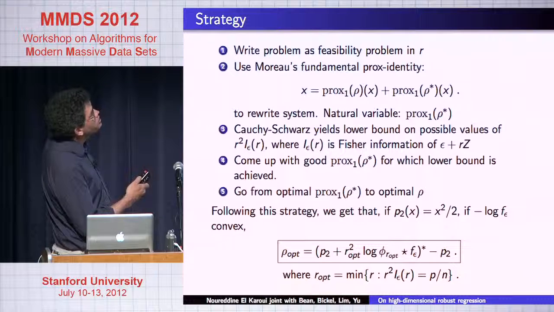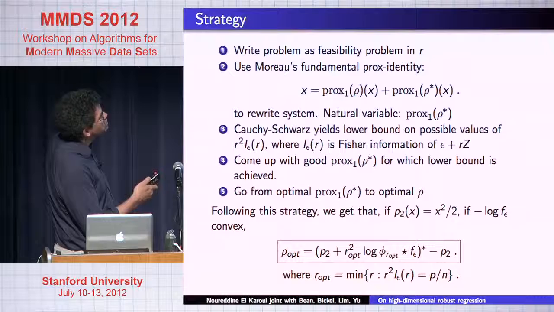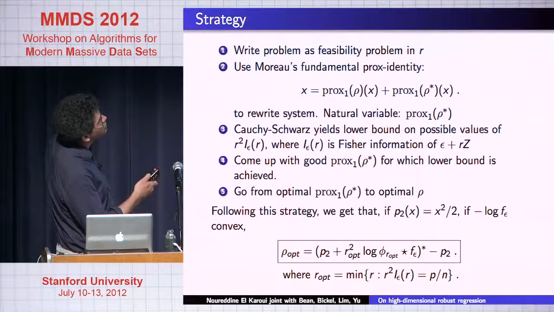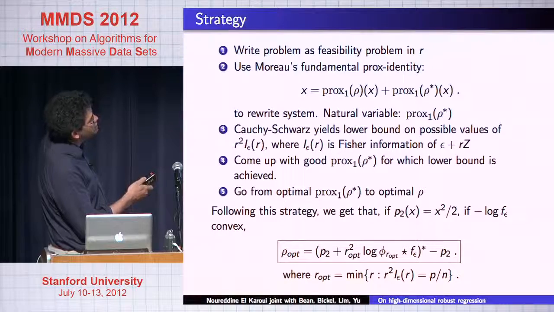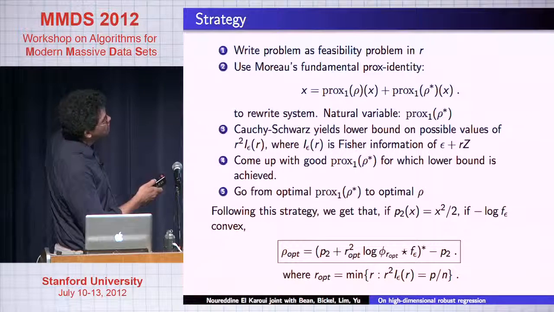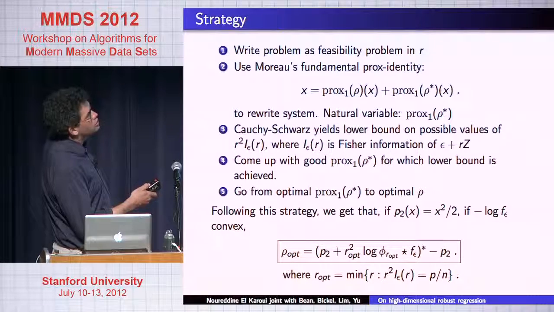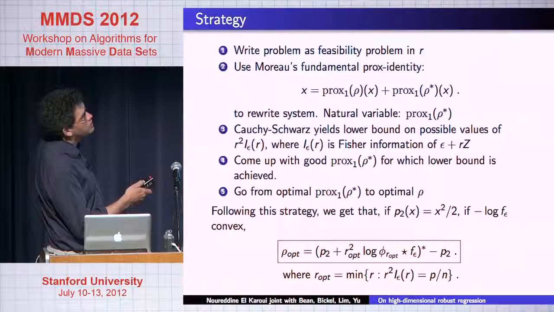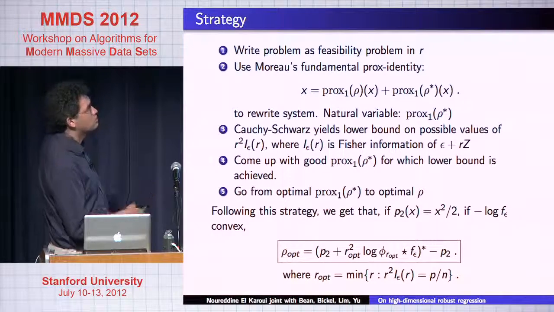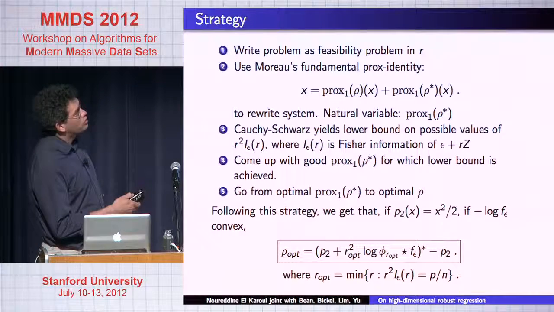that any point, and it's true also in vector spaces, can be decomposed by, basically, the prox of rho evaluated at x plus the prox of the dual, the Fenchel-Legendre dual of rho, at x. Okay? And so basically, it turns out that the natural way to write the system is to express everything in terms of this prox of rho star. Okay? And so that's a natural variable for the problem.